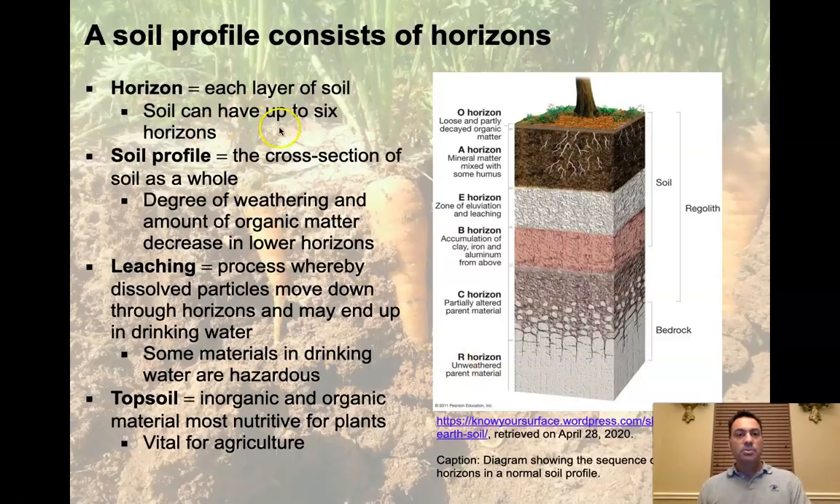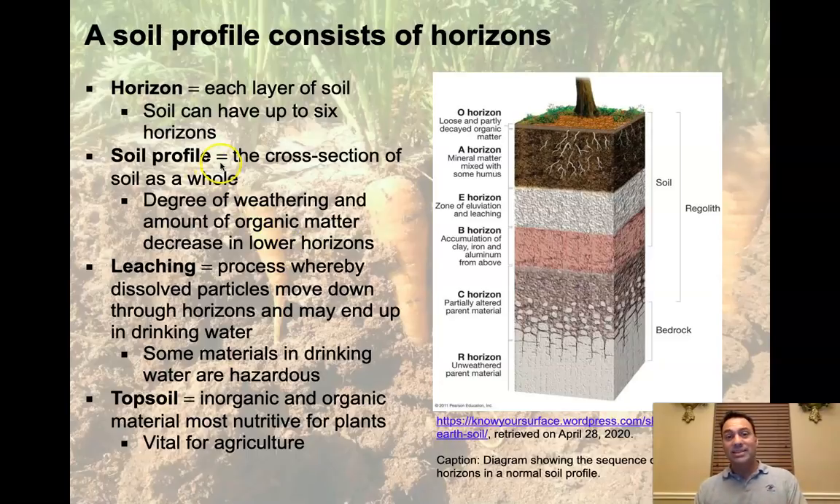So soils can have up to 6 horizons. It's pretty impressive how much difference exists between each one of these horizons. And they're all part of the same system. So where does that come from? Okay, well, we're going to get into that here in a moment. We got to go over some processes and a little bit of definition right now.